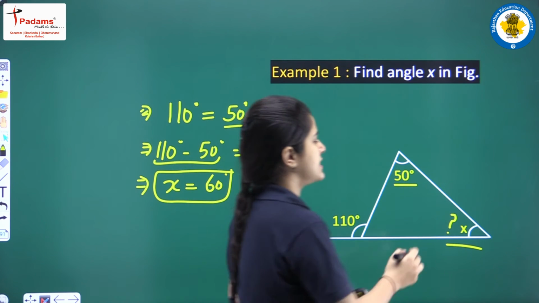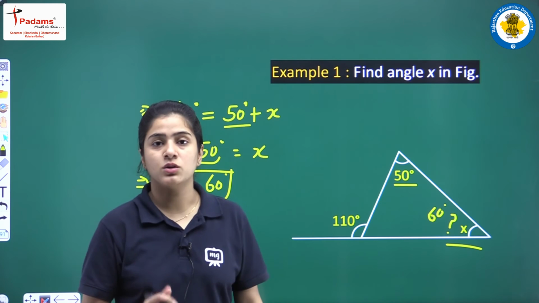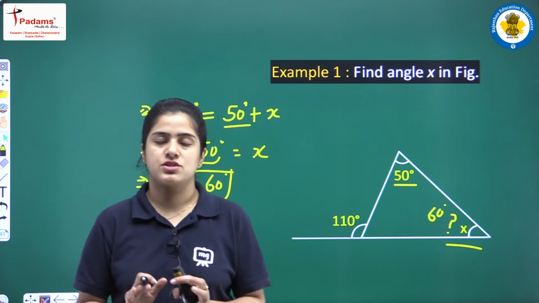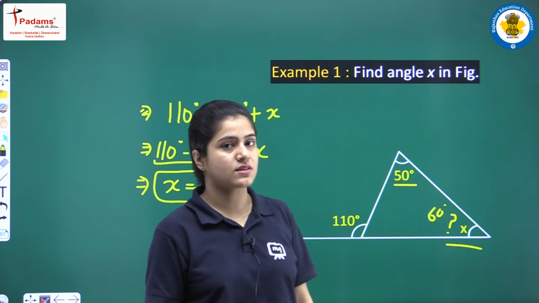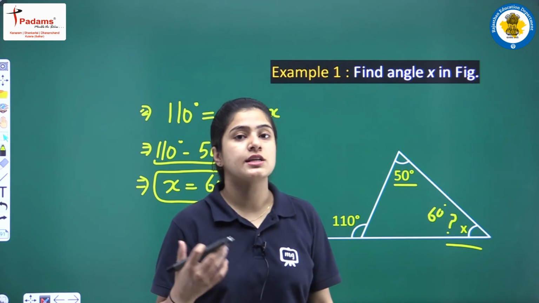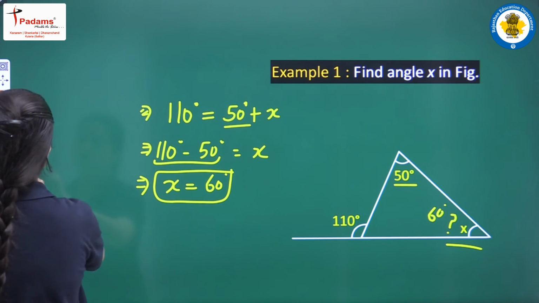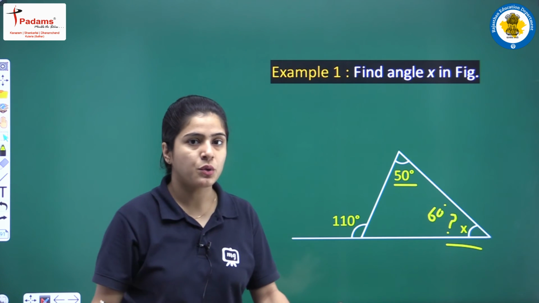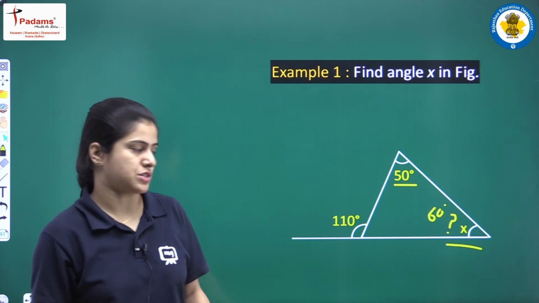That is 60 degree. This question can be solved with the help of exterior angle property, but if in the question it is not mentioned that you have to solve it with the help of exterior angle property, then what will you do? This can also be solved by one more method. Okay, students, have a look. What will be that method? For example, students, we don't know about the exterior angle property. Then how will you solve this question?